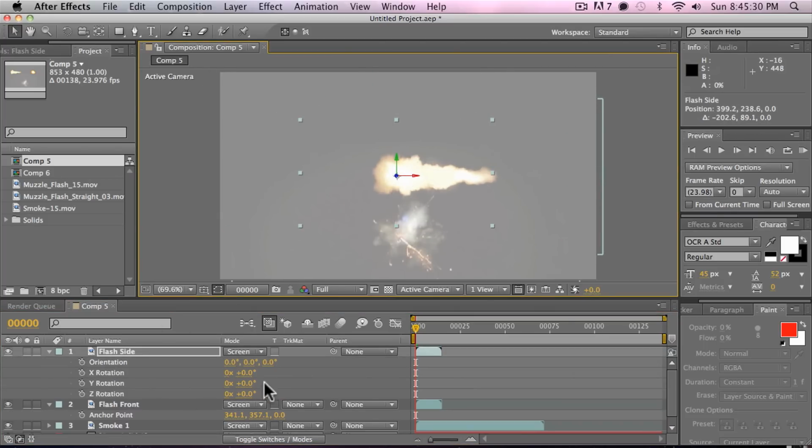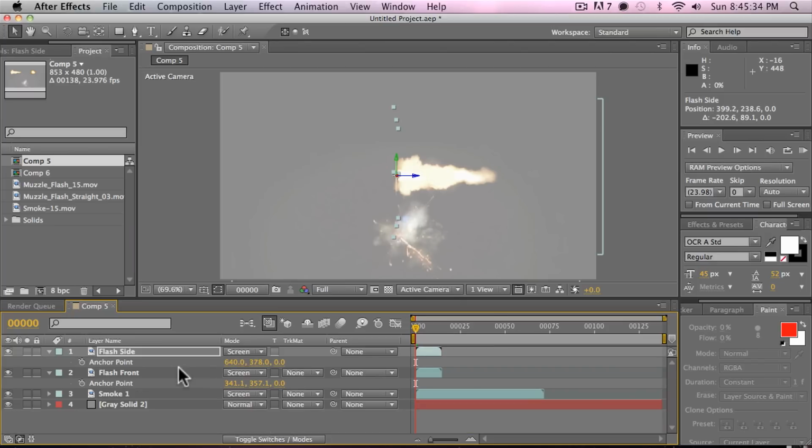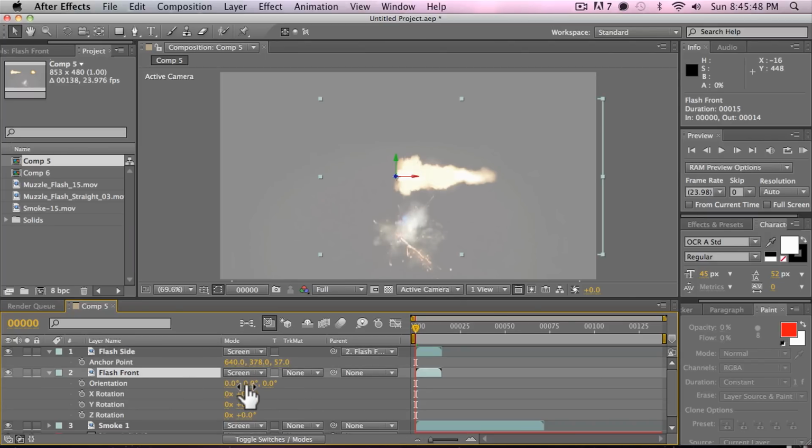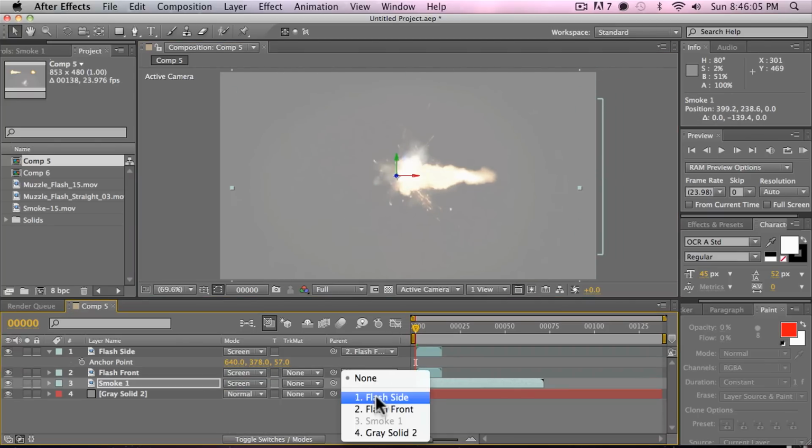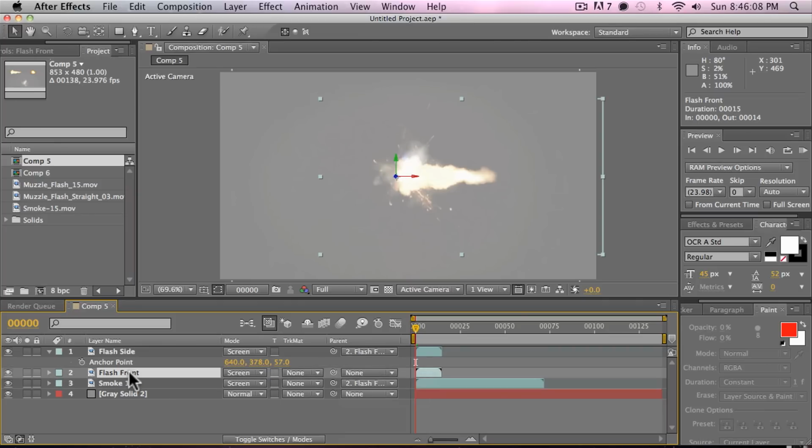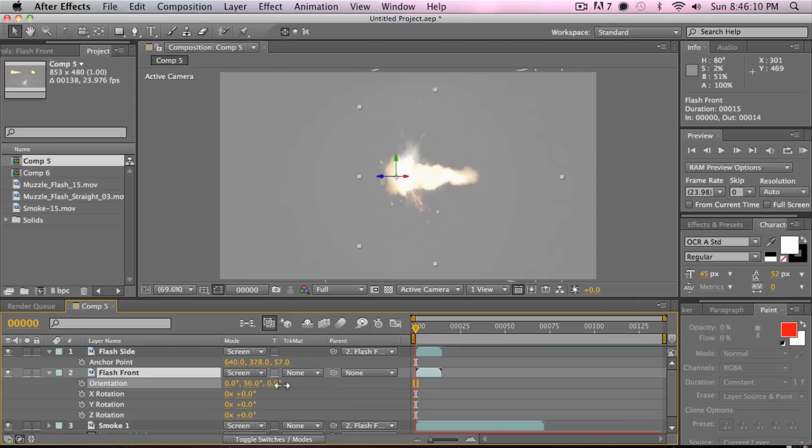We place the front flare at the base of the side flare and turn it 90 degrees and parent one to the other, so when it rotates around, it looks kind of like a 3D image. Since we're only doing a little bit of rotation for each one, it doesn't really matter that it doesn't look perfectly 3D because it doesn't turn around so much that you can tell that they're flat images. And the same thing goes for the smoke images.